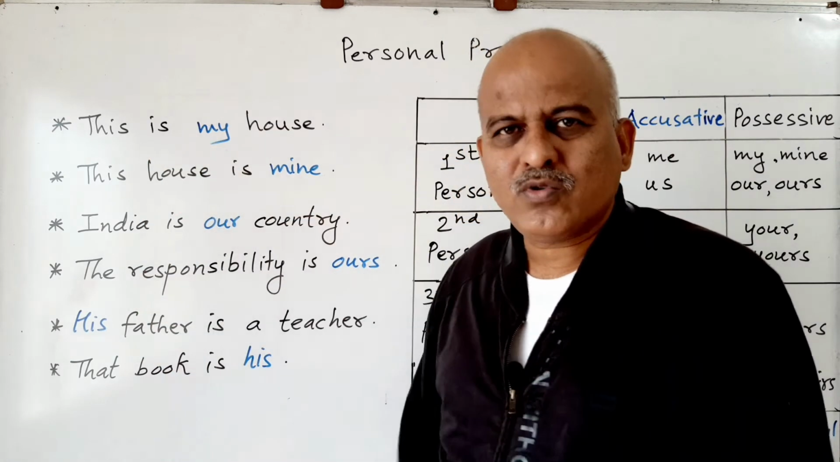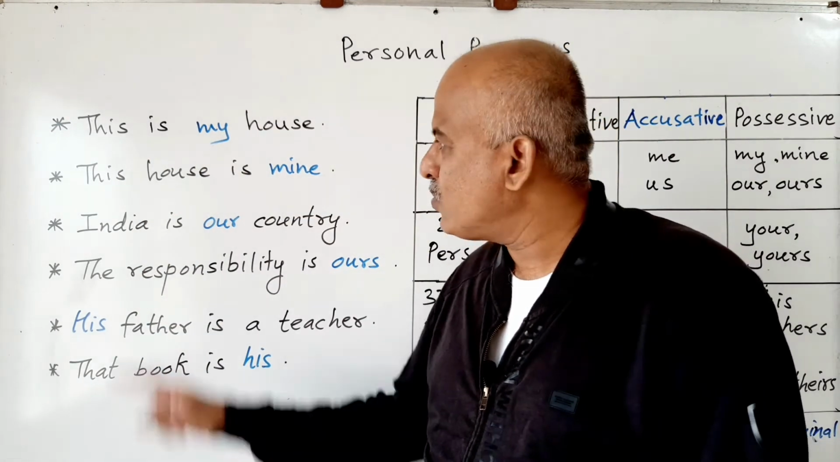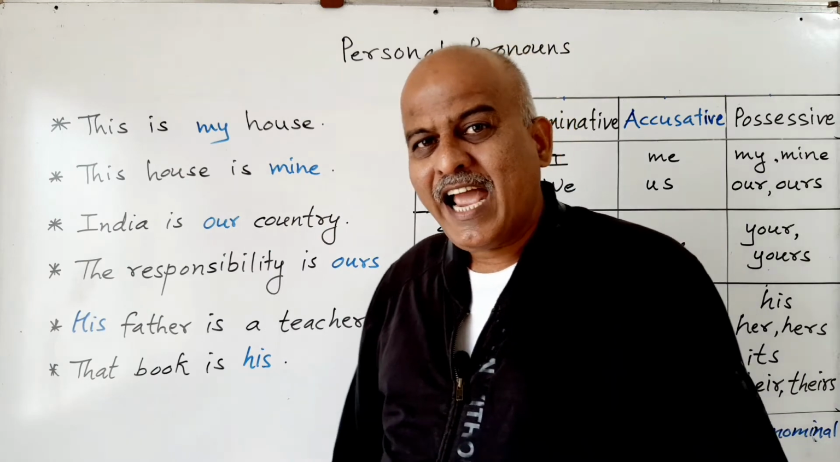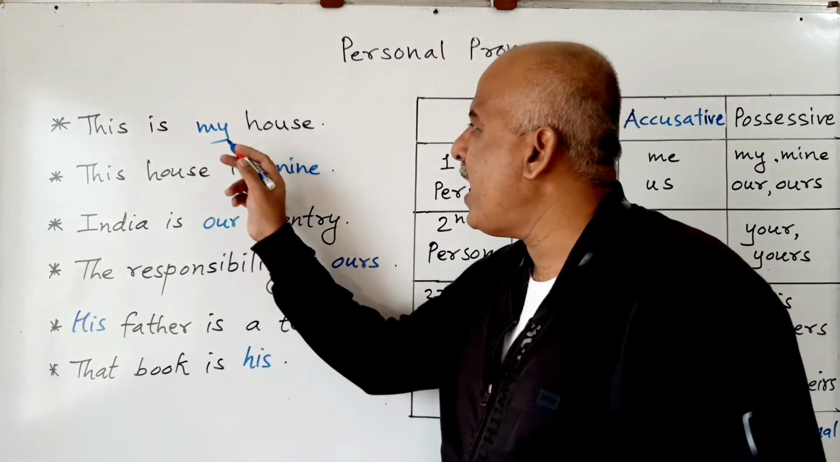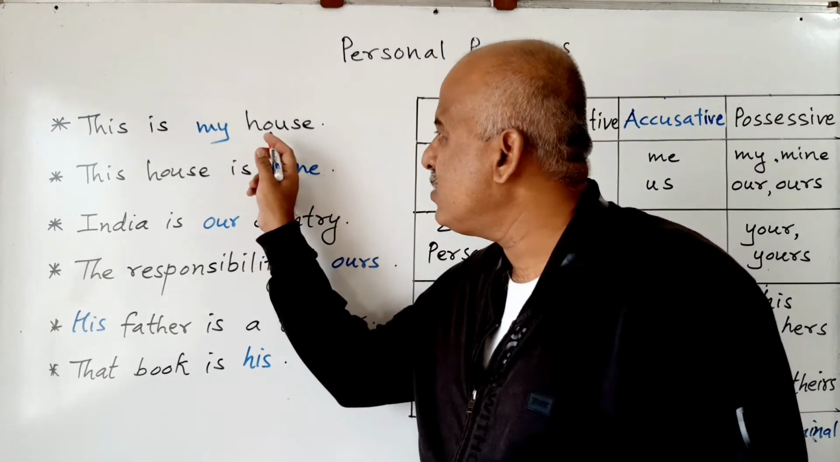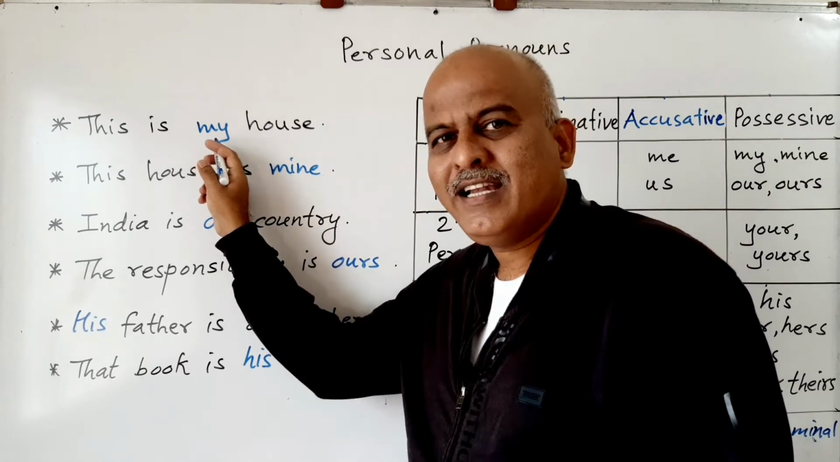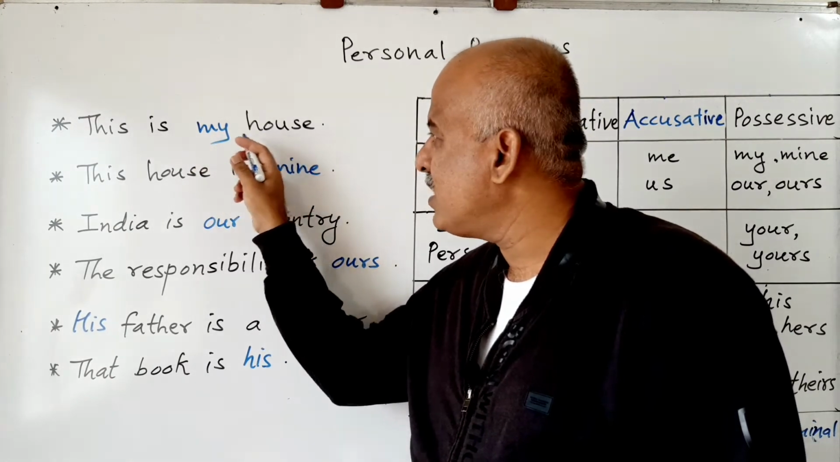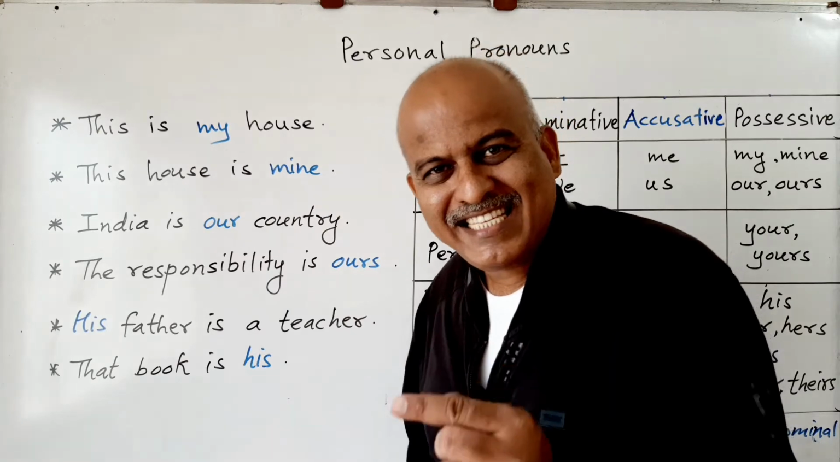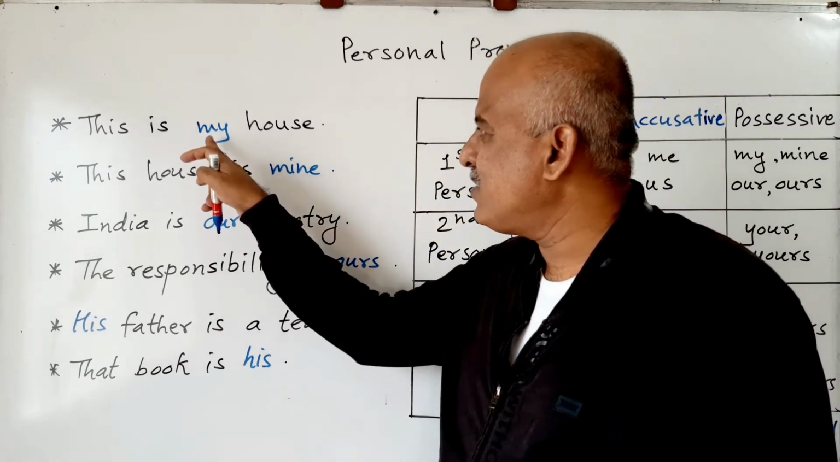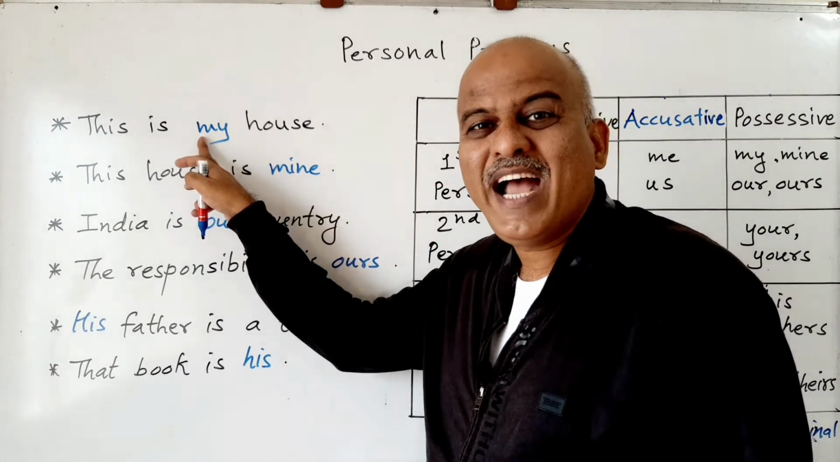This is my house. Whose house? My house. My shows possession, and that word my comes before house. House is a noun, and my tells us more about the house. That's why my is an adjective also, and that's why we call it possessive adjective.